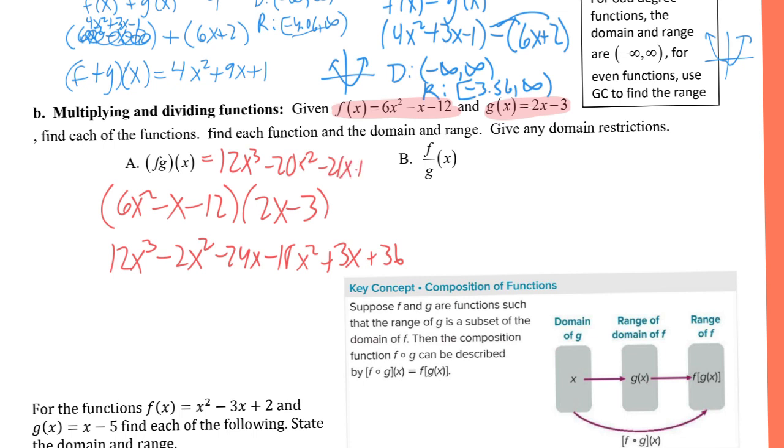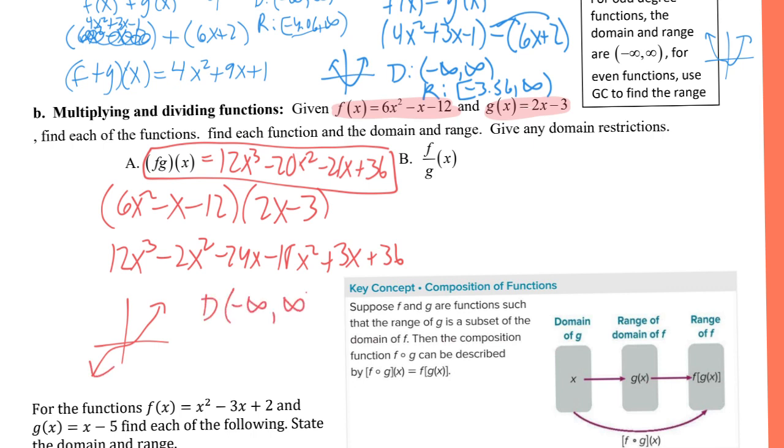And then plus 36. And so I think the big thing to say about this is that it's odd, okay? And it's going to be going uphill. It's going to look like this. So the domain and range are both going to be negative infinity to positive infinity.